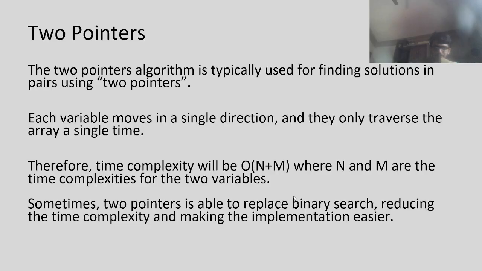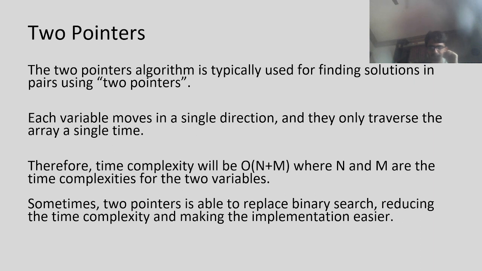Okay, so let's move with two pointers. So two pointers, as the name suggests, consists of two pointers or two variables which move in one direction only, either left to right or right to left, as the case may be, and they move according to a certain condition, right? So as it is written over here, the two pointers algorithm is used for finding solutions using two variables which are used to locate the elements, and they move in one direction only. And the complexity would be linear, O of n, because they move together simultaneously.